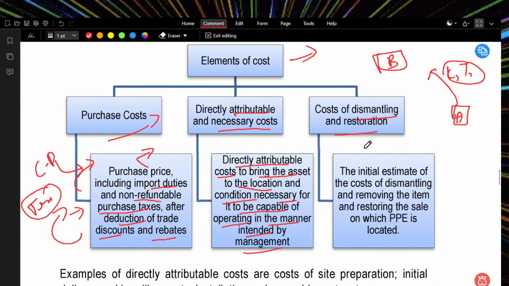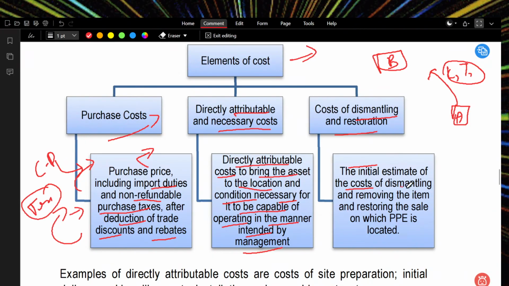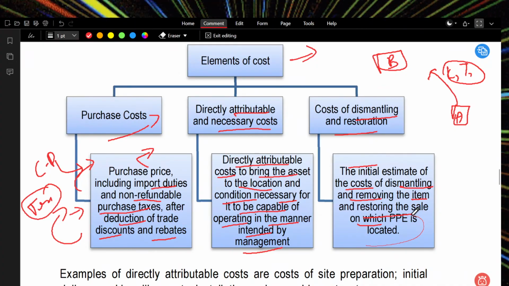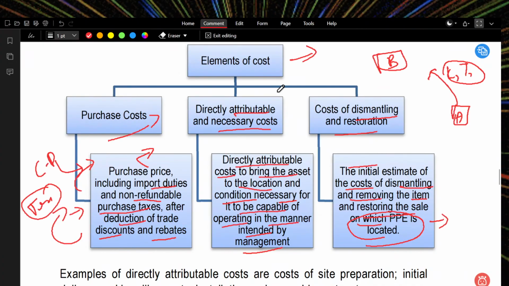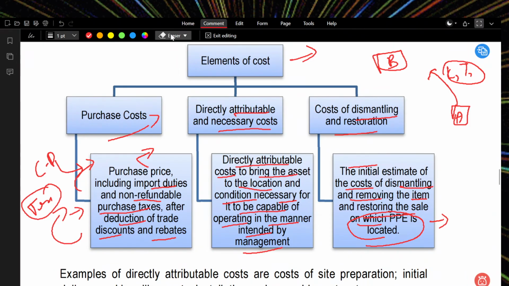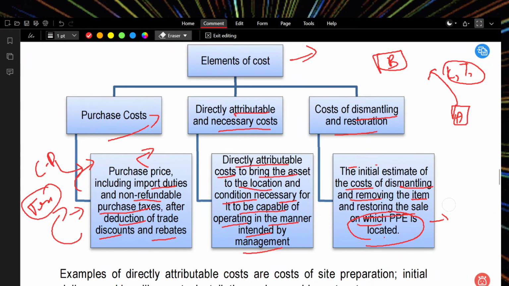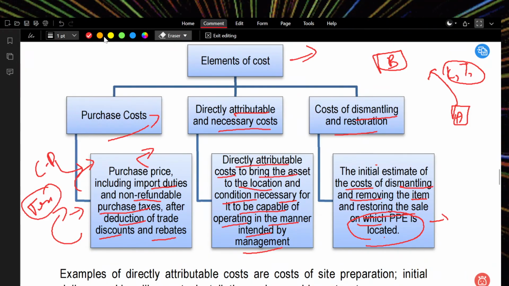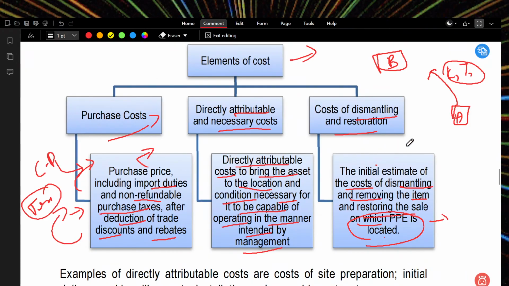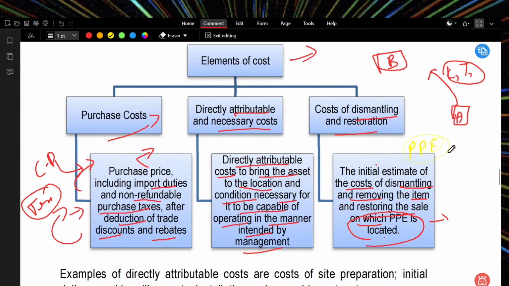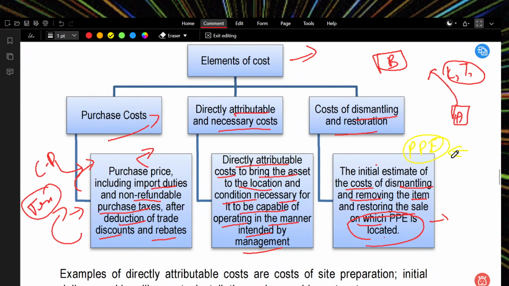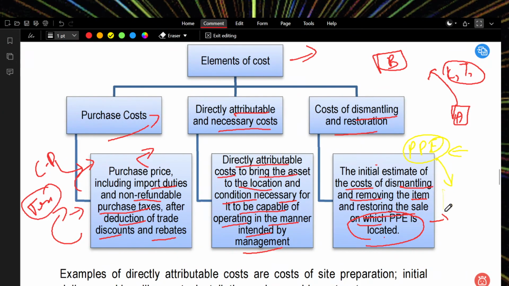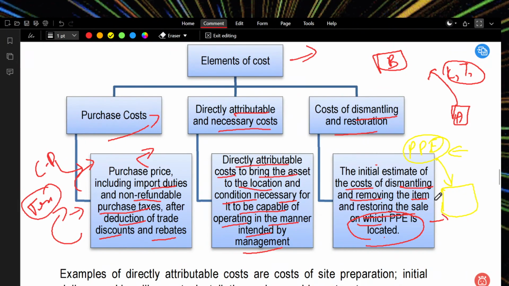Cost of dismantling and restoration. What is that? The initial estimate of the cost of dismantling and removing the item and restoring the site on which the plant, property, equipment is located. So the cost of dismantling. What are you going to dismantle? I have plant, property, equipment. I have to dismantle that and remove the item from that location. That is also a cost, right?